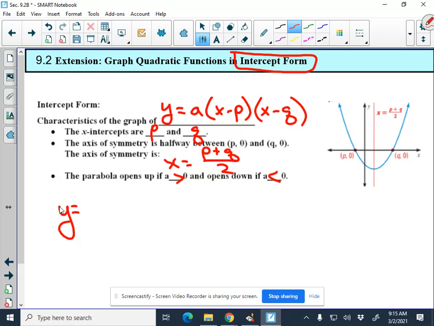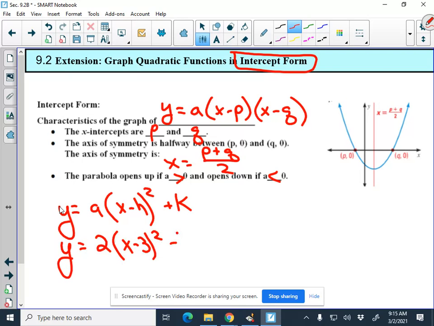We've had vertex form, y equals a times (x minus h) squared plus k. So we've looked at that and said, all right, we have that equation. Where's the vertex? We can find the vertex. It's always the opposite. So the vertex is at 3 and then -4. And that would be the vertex. That's one of the forms.